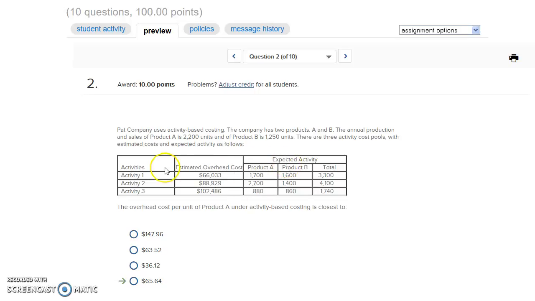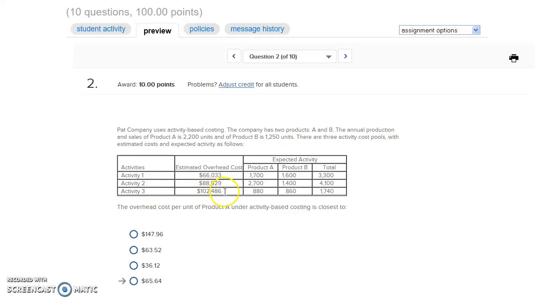So for activity one, I don't know, let's say it's stirring. So we are stirring stuff. And the cost of that is $66,033. For product A, we're going to have 1,700 stirs. And for product B, we're going to have 1,600 stirs. Activity two, let's say that's, gosh, what would we do after stirs? Let's say that we're sifting. I'm totally making this up. So that cost is going to be $88,929. Product A, we're going to have 2,700 sifts, and product B, we're going to have 1,400 sifts.